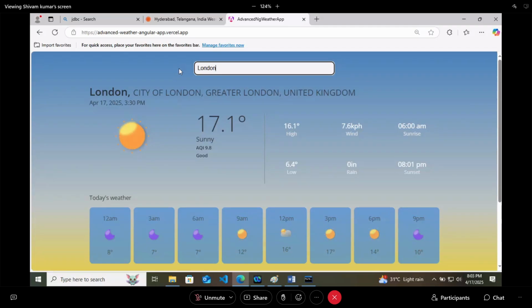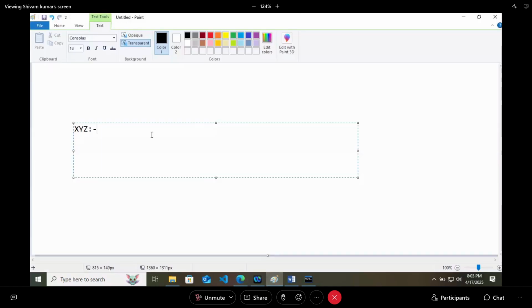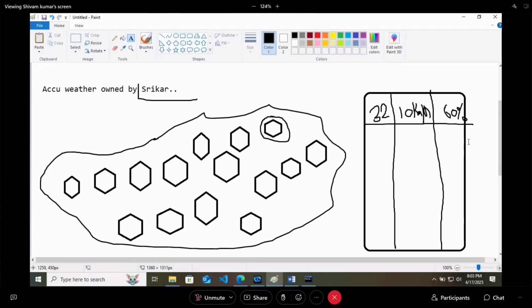Then what about European countries? Have I installed sensors there also? So the answer is no. Then how is it actually predicting the real temperature? Right? Because we are purchasing this data from somewhere. From where are we purchasing? From Srikar's company. Because he is already recording the data.